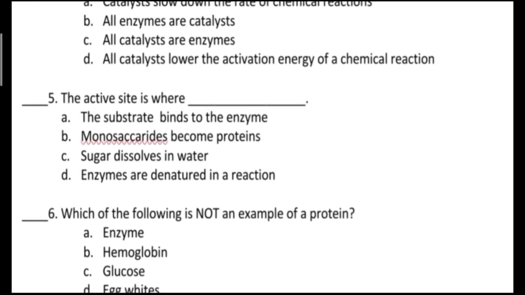Next, the active site is where blank. The active site is where the substrate binds with the enzyme. Okay, so there you go, the substrate. I'm sorry if you hear some chickens. I'm in the province anyway.